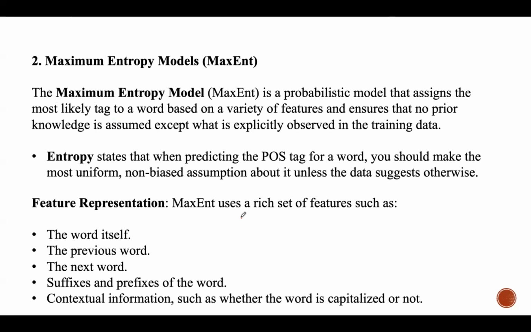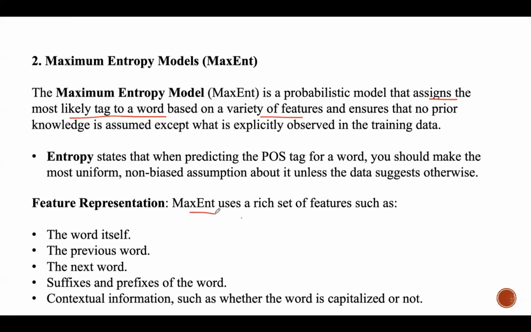Second one is the maximum entropy model. Maximum entropy always tries to build the most unbiased model by using the available features without assuming more than the data allows. Here it assigns the most likely tag to a word based on features, and also it ensures that no prior information is assumed. Entropy is a measure of uncertainty or disorder, and the idea is to make the model as uniform as possible given the constraints like the relationship between words and their tags.